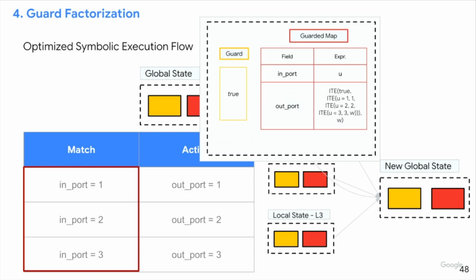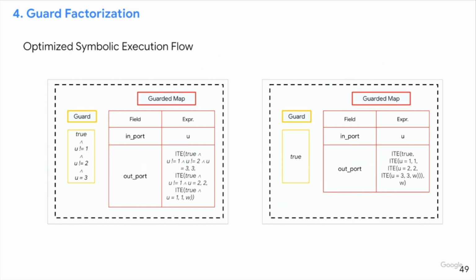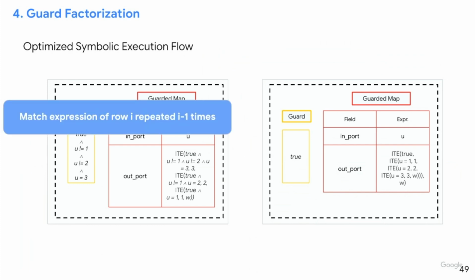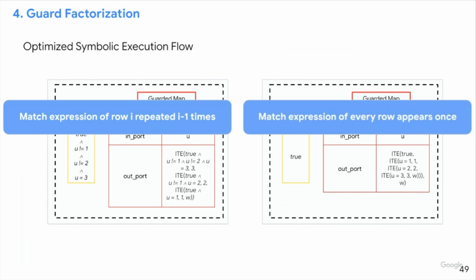This way, we would have a much simpler expression. And because you're not building on top of a global state, we have simpler local states, which we merge with a global state to have a simpler expression. So as you can notice, the u not equal to 1, u equal to 1 is only present once in the right-hand side, but it was present 3 times here. So every match expression that you would have had gets repeated i-1 times. In the new optimized flow, it appears only once.